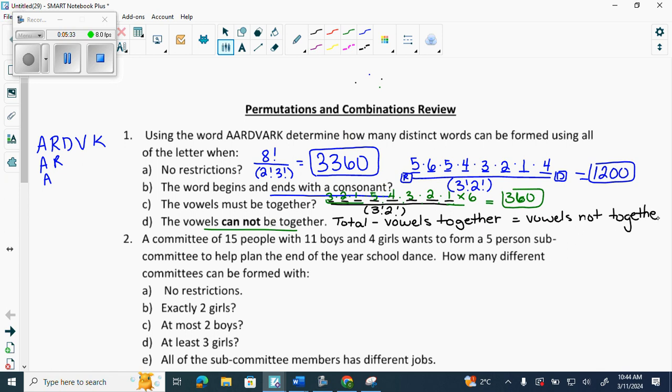So in total, the word aardvark can make 3,360 different words. We agree? If I try and make all the words in aardvark, and by words I mean distinct letter arrangements. I use words loosely. Okay? I can make 3,360. If I take off all the cases where the vowels are together, which is 360, right? What's left over? 3,000, which are the number of vowels not together. Okay?